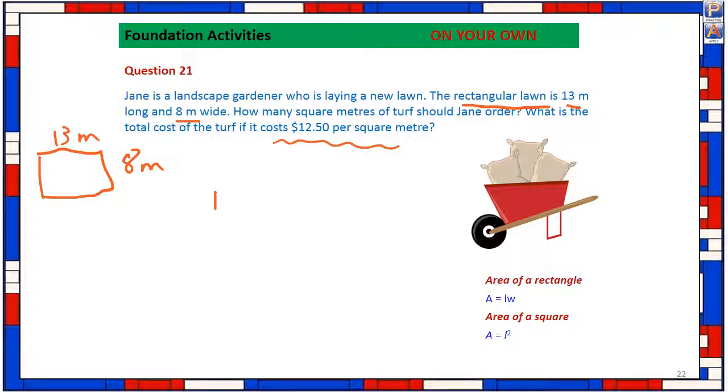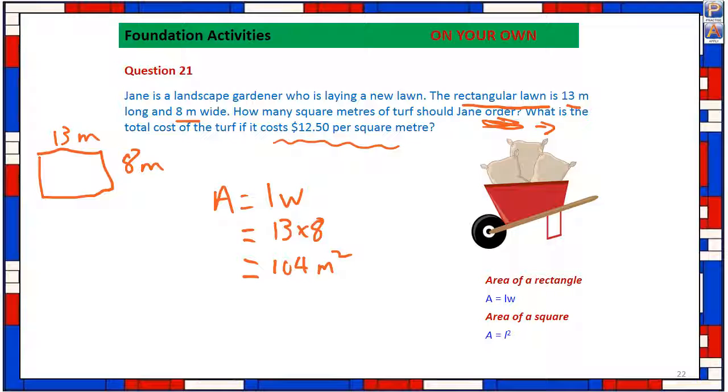Okay, how do I find the area? Length times width, 13 times 8, which I haven't done in my head. 13 times 8 on trusty Mr. Calculator, 104. And it's in meters, so meters squared. Now that's the first bit that I've answered just there with that question mark there. The next bit starts from here.